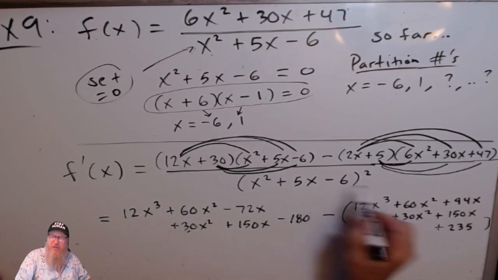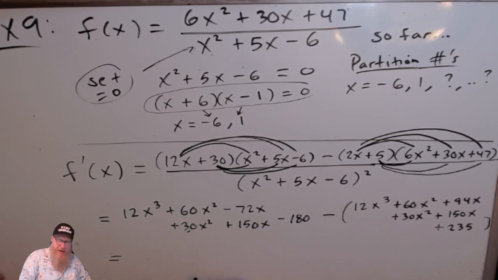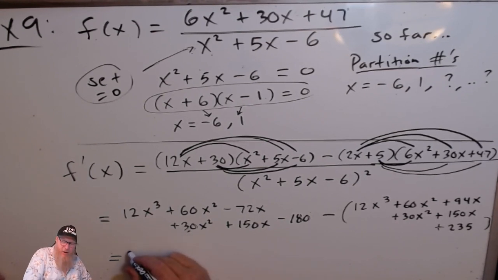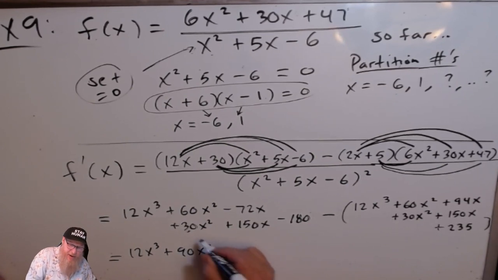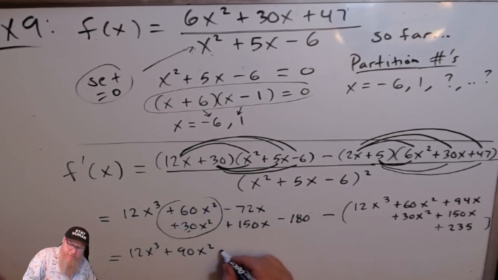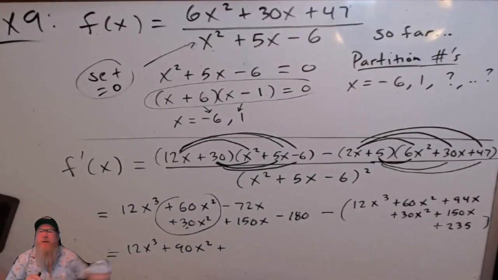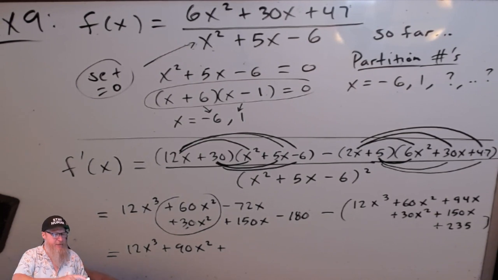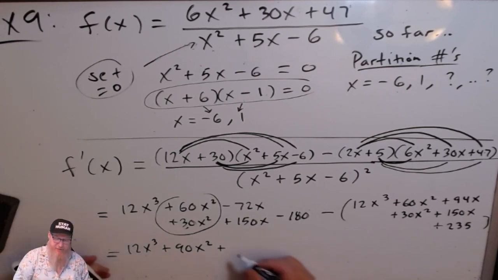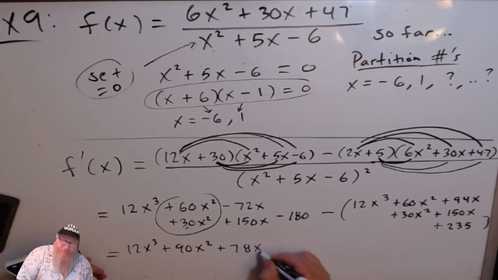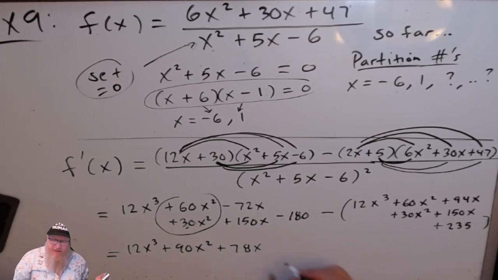I'm just going to ignore the bottom for a minute. Let's clean up the top. So I've got 12x cubed plus 90x squared plus, oh no, my brain hurts. I've been going at this all day now, so much so it's getting dark out. I'm still working. 150 minus 72. I don't know what time you're watching this, but it was winter when I started, and now it's spring, just to give you a hint.